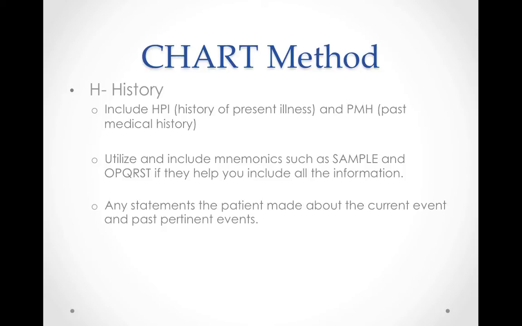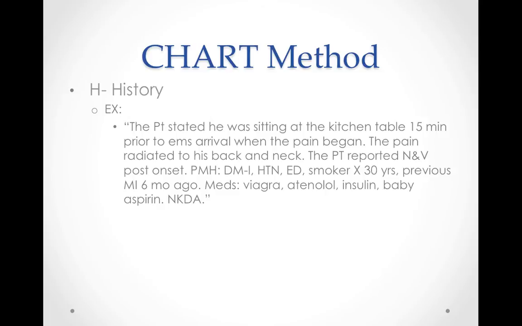Just as you go through your assessment, these things are helpful to keep you from forgetting a step or forgetting to ask about some specific information. If you use these in your narratives, just like the chart format, they can help point you in the right direction. Now in the history portion, you also want to include any statements that the patient made about the current event or any past pertinent events. That would be part of the history of the present illness. Now in my history, I include, of course, the history of the present illness, any past medical history, but also any medications that the patient might be on, and of course any drug allergies that they may have.